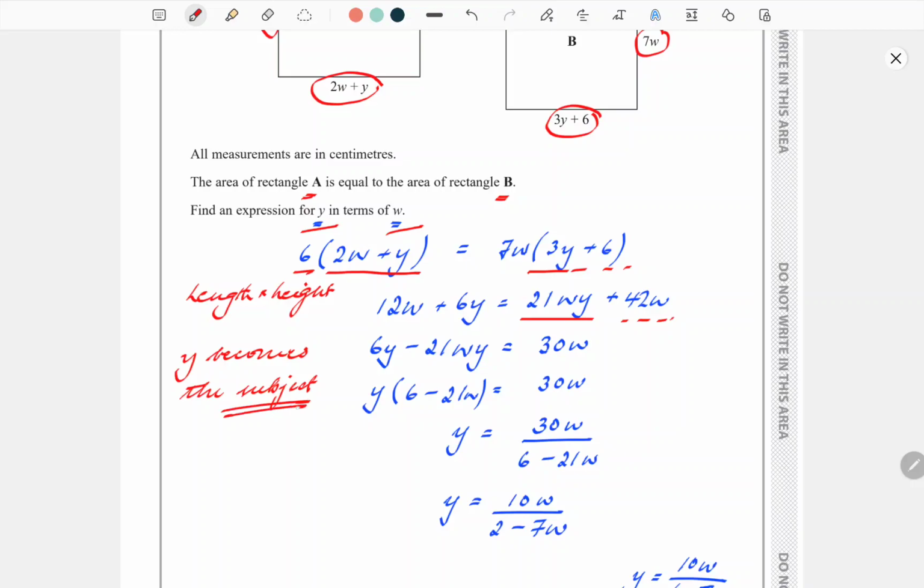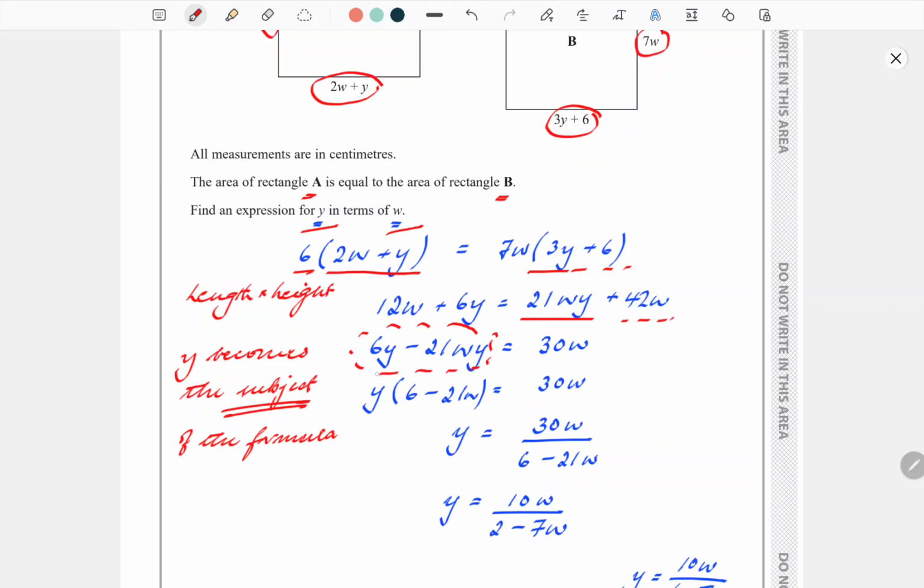So if you're revising this from your books or your notes, it's one of those examples where you're rearranging a formula or you're changing the subject of a formula, right? So because we want y on its own, I'm going to bring all the y's to one side, all the y terms to one side.